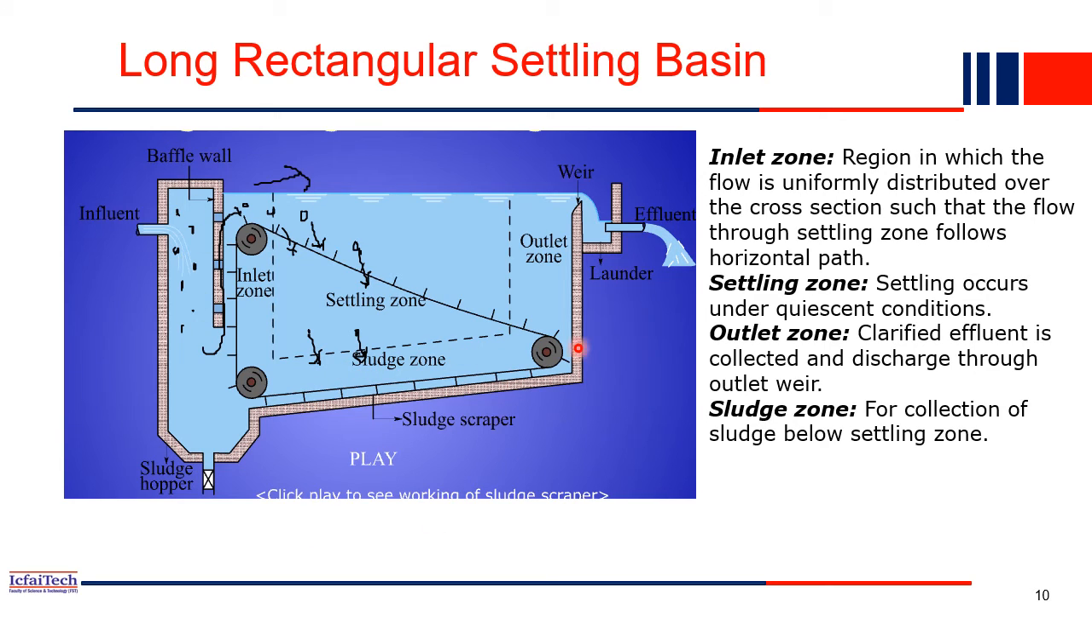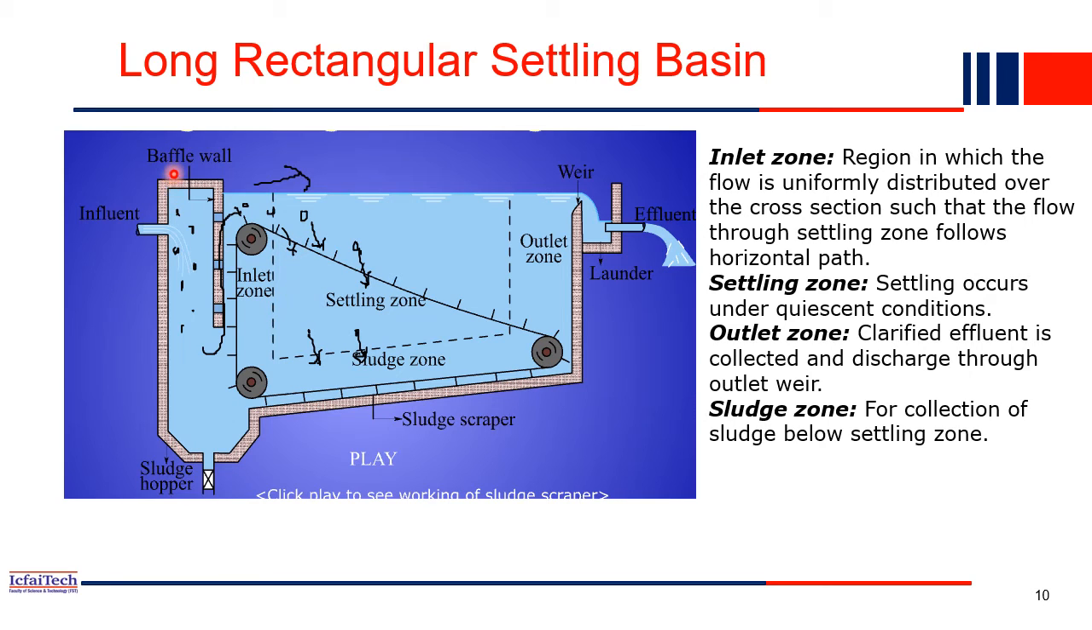So this entire rectangular plant can be divided into multiple zones. The first zone we call the inlet zone. Inlet zone means water is coming in through the inlet. So in the inlet zone, we have this baffle wall to keep the velocity low, and also to distribute the water into the entire section.